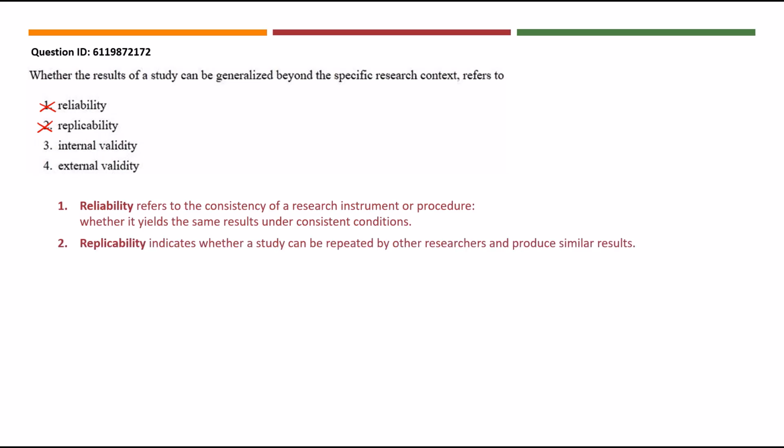What about replicability? Replicability indicates whether a study can be repeated by other researchers and produce similar results. Replicability is what people are trying to do with the UGC NET exam. When you find somebody qualifies the exam using a particular strategy, immediately some of the aspirants try to replicate that strategy. So replicability is about repetition. So generalizing beyond the specific context is not possible here.